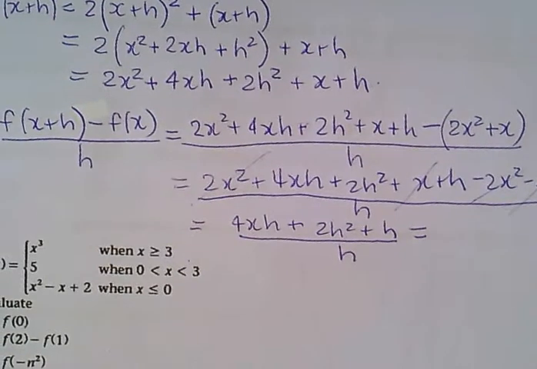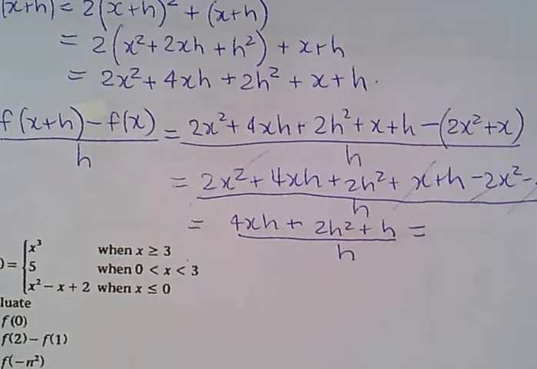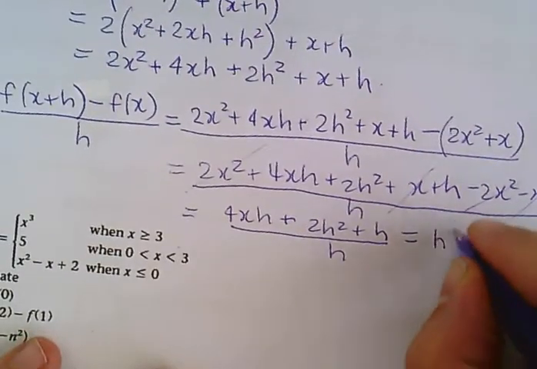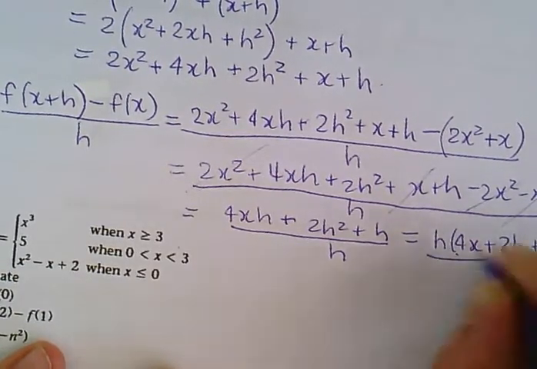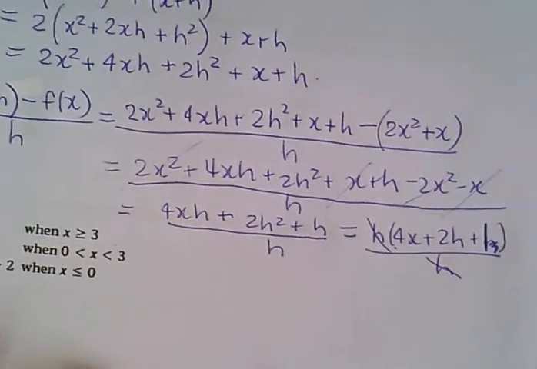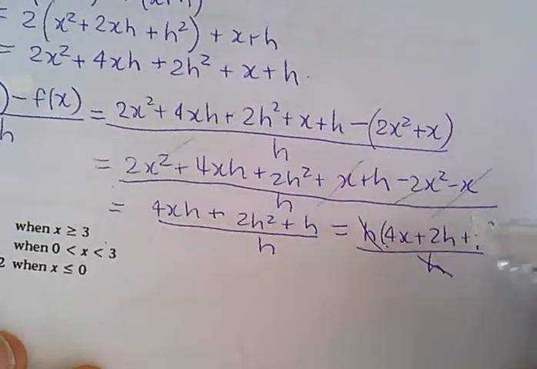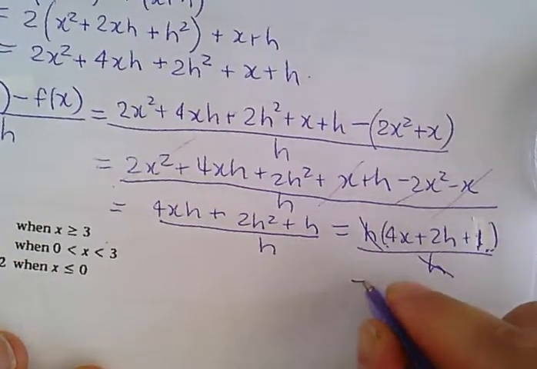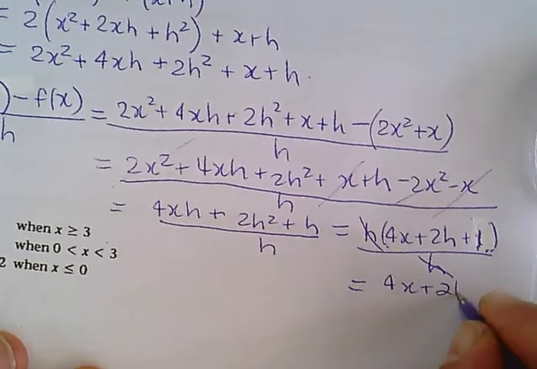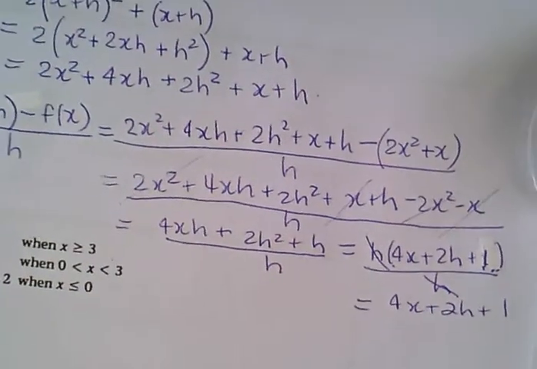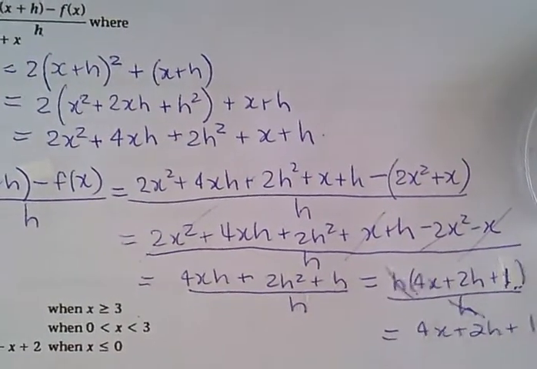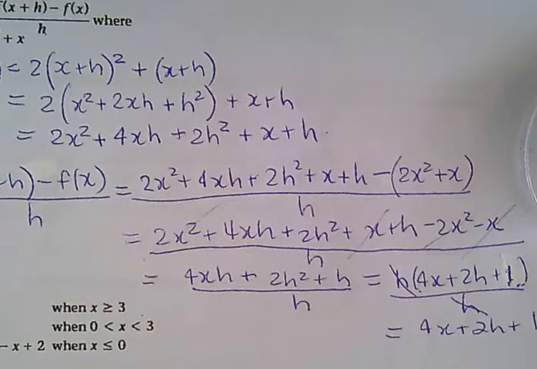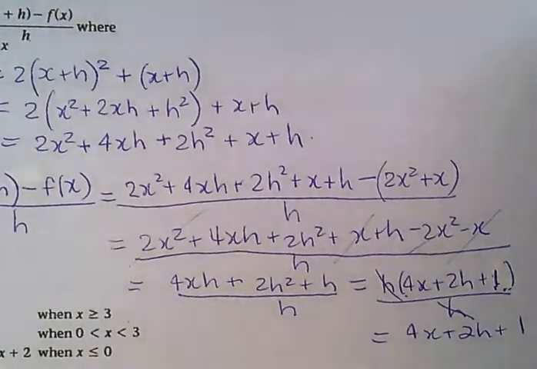You can factorize out an h from the numerator and cancel it with the h from the denominator, or you just divide everything through by h. Oops, plus 1, isn't it? And then the h's cancel. So just be careful. I've got 4x plus 2h plus 1 over h. The h's cancel and it's 4x plus 2h plus 1. Now, you will use this at the end of year 11 more when we do something called differentiation from first principles. So that's where you will see it again.